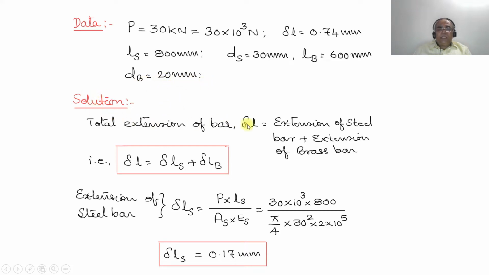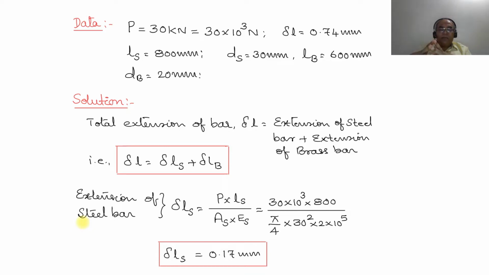So what is the total extension of the bar? The total extension of the bar is given as the extension of the steel bar plus the extension of the brass bar. So in terms of the equation, delta L is equal to delta L of the steel bar plus delta L of the brass bar. So first we are going to consider the extension of the steel bar.